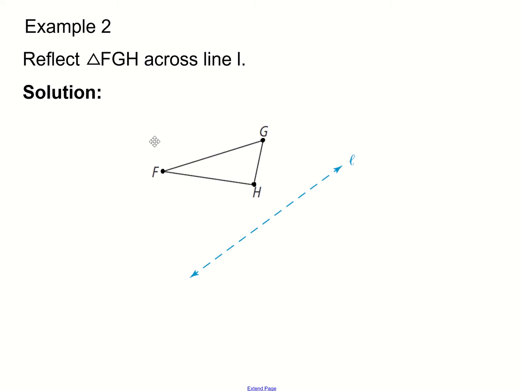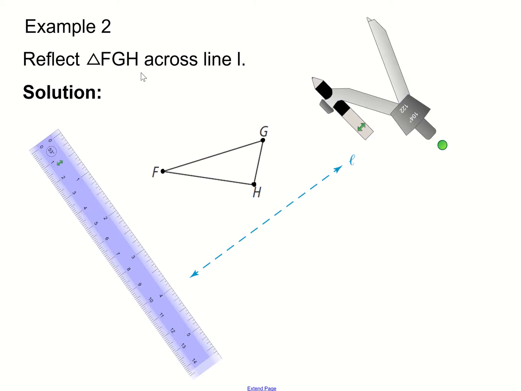All right, so let's look at example 2. We want to reflect the triangle FGH across line L, so the blue line here. And so what we're going to do is, remember the rule was that if a point is not on the line, then it needs to be reflected on the other side. And so what we're going to do is draw the perpendicular bisector. We're going to draw a line segment that gets bisected by L. Okay, so L serves as the perpendicular bisector here.